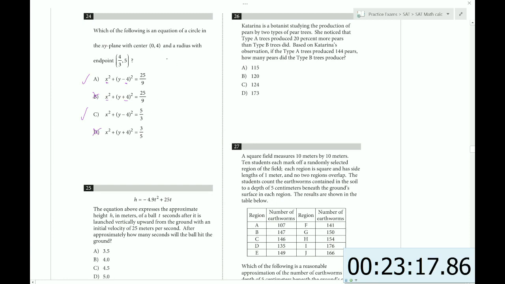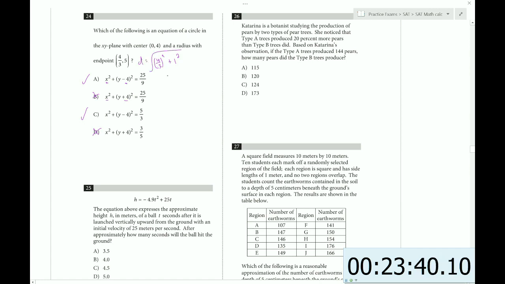And okay, so we need the radius length. So the radius with an endpoint of this, so I can use the distance from the center to the endpoint. That will give me the value of the radius. So I have to do a distance formula here. So my change in y is 1 squared, and my change in x is 4/3 squared, and then I have to square root that according to my distance formula.